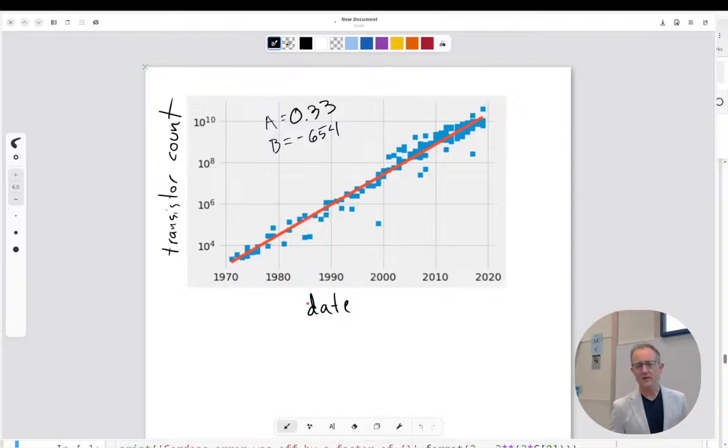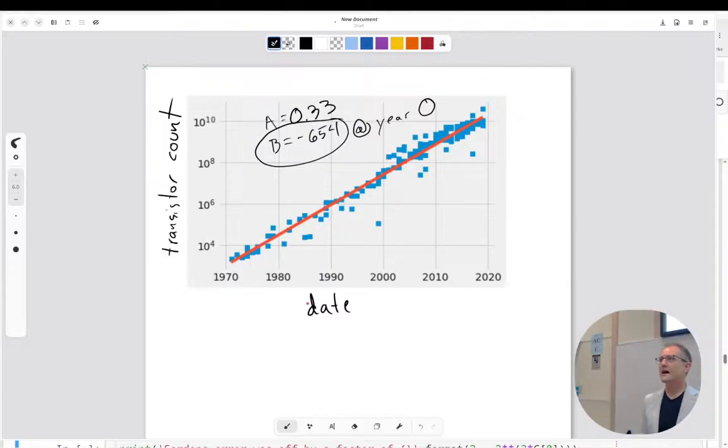That one, is it log 2? So this is 0.31 log 2? Yeah, so this one is telling us, at year 0, how many transistors there were on a log scale. So the intercept is not really what we're looking for.